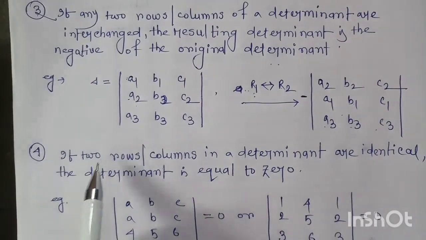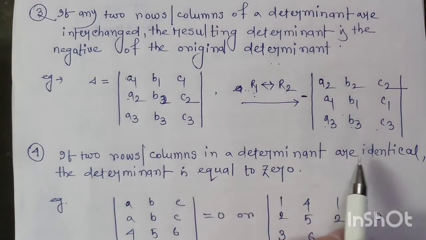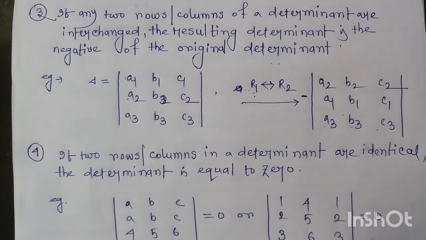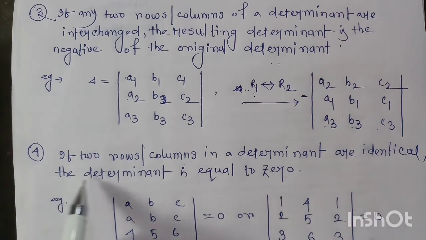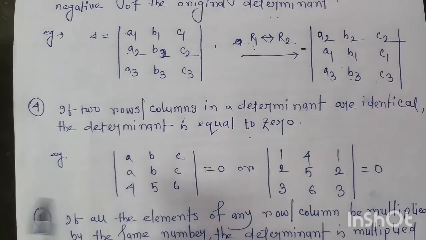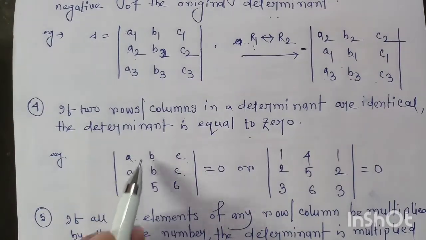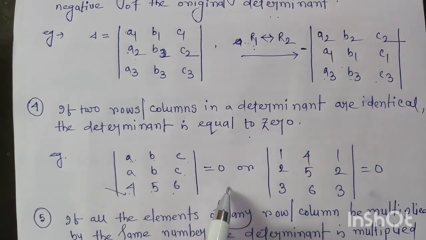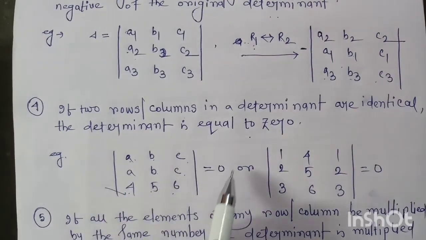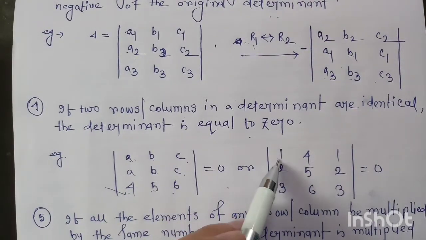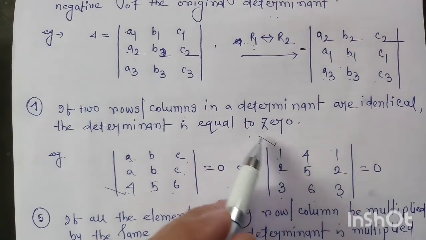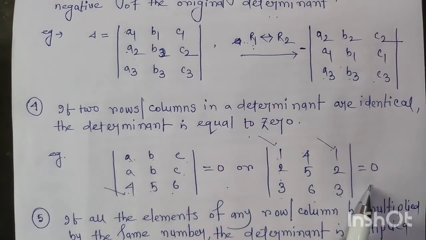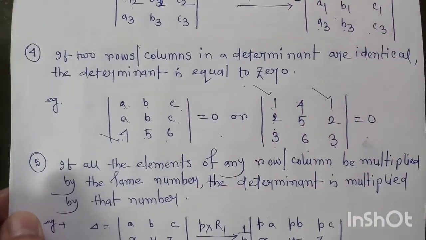Number 4, if two rows or columns in a determinant are identical, that is, if any two rows or any two columns are identical, the value of the determinant is equal to 0. See the example, A, B, C, row 1 and row 2 have identical elements, 4, 5, 6, R3 is different, but the value of the determinant is 0. It is not necessary for rows only, it is applicable for columns also. That is 1, 2, 3, 4, 5, 6, 1, 2, 3. That is, C1 and C3 are identical. So the value of the determinant is 0. This is the property.